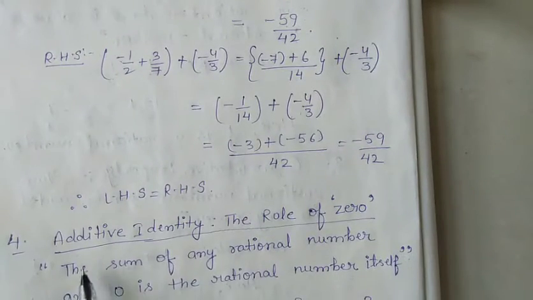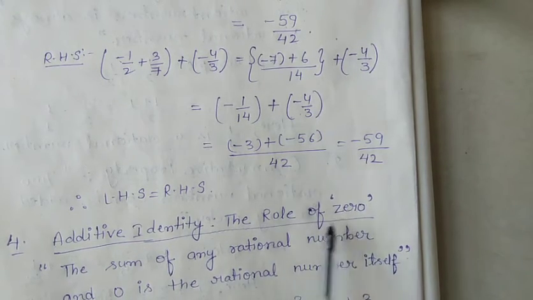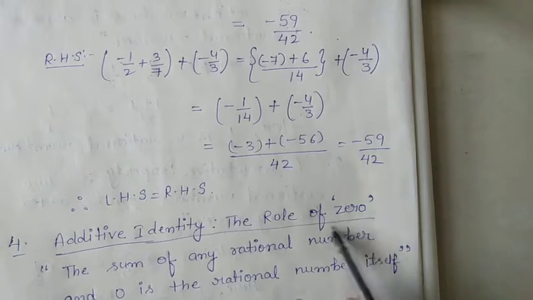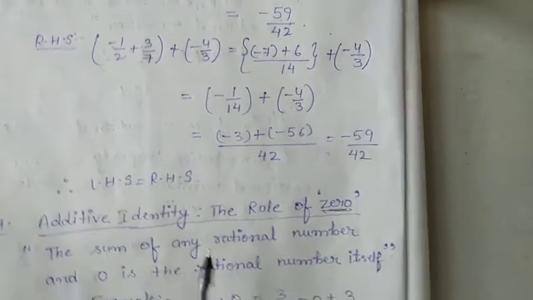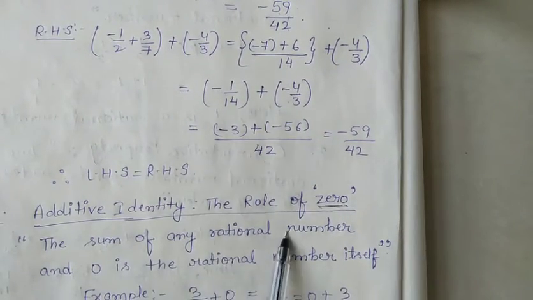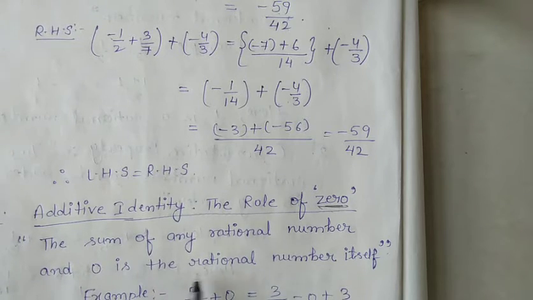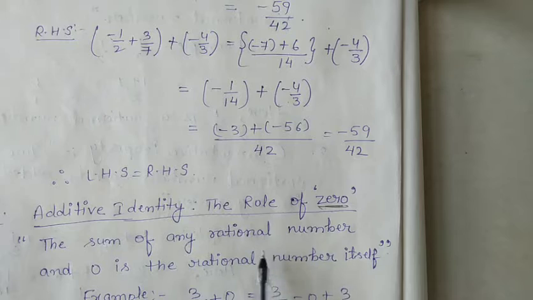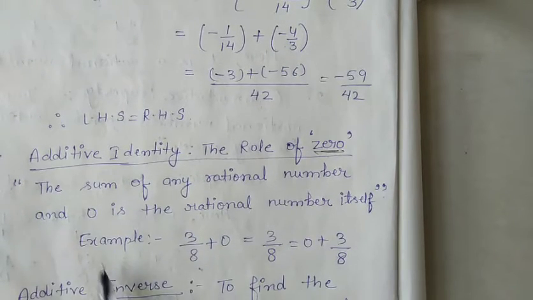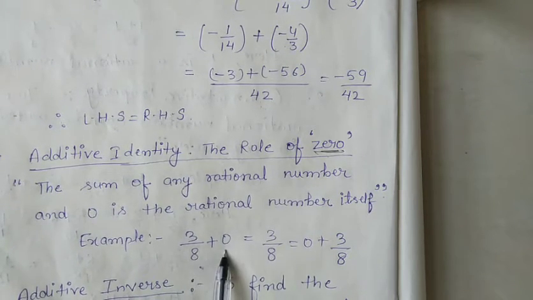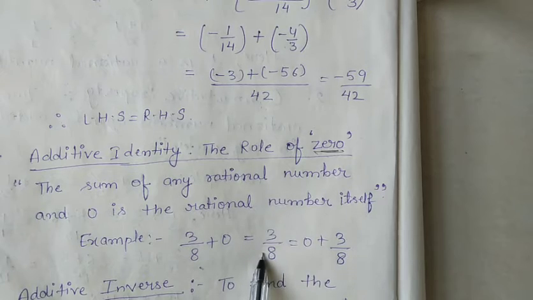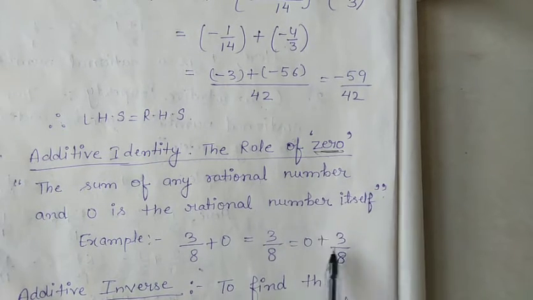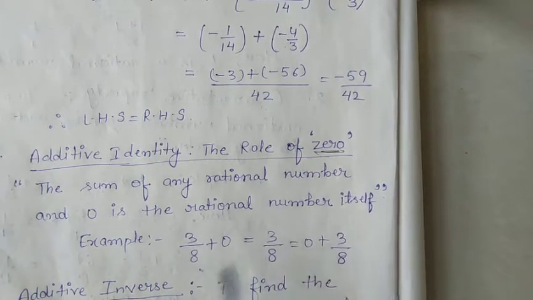Then our fourth property is additive identity, the role of 0. In this identity the main point is 0. The sum of any rational number and 0 is the rational number itself. It means when we add 0 to any rational number, it becomes the same rational number. For example, 3 by 8 plus 0 is equal to 3 by 8, or when we add 0 plus 3 by 8, it is also 3 by 8.